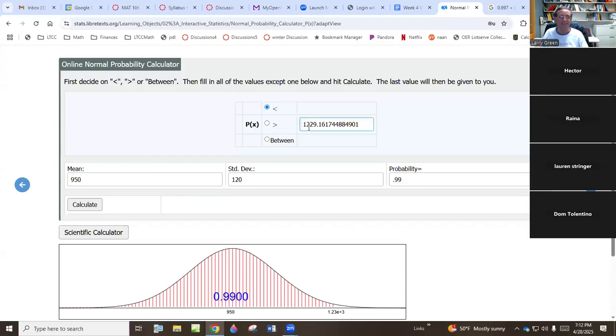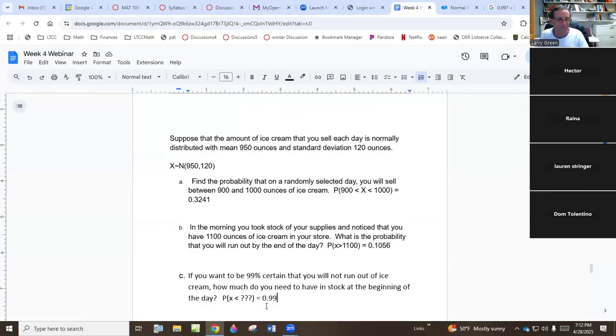So how about 1,229.16? So keep 1,229.16 ounces in stock in the morning. Any questions on kind of how this normal distribution can work? Any questions?